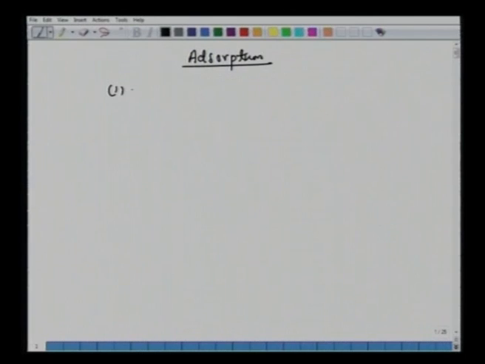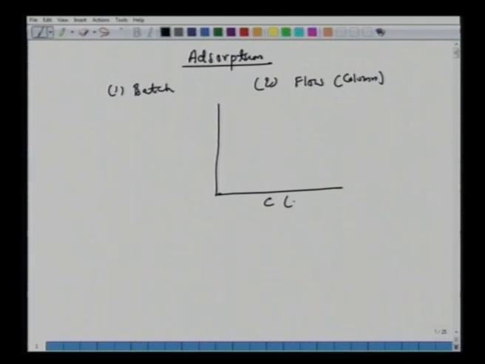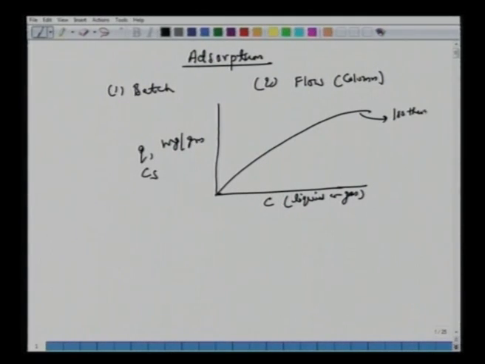We say either we do the batch experiment or we do this flow experiment, or what we call a column experiment. We should get the same result here given these concentrations in the solutions, liquid or gas phase. What is the loading here? Milligram per gram, we denote it by Q or CS. So we have some kind of equilibrium curve which we call an isotherm.